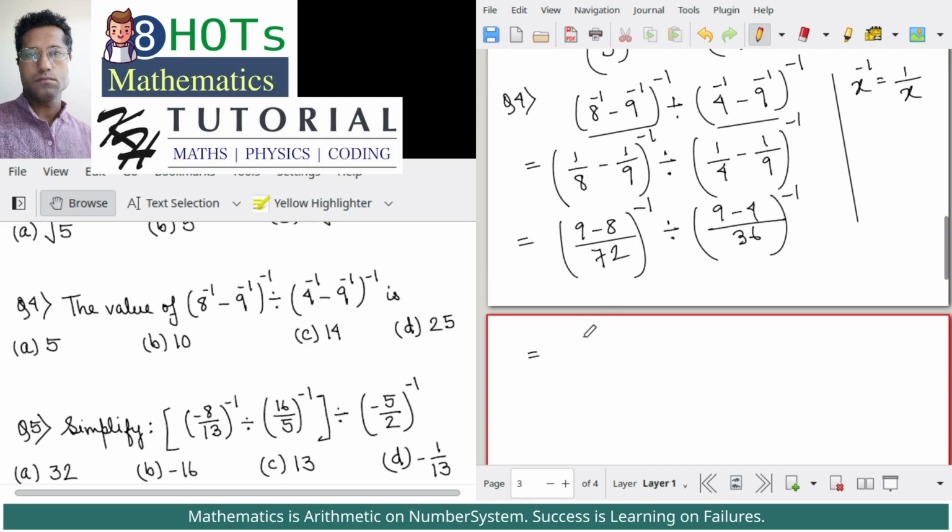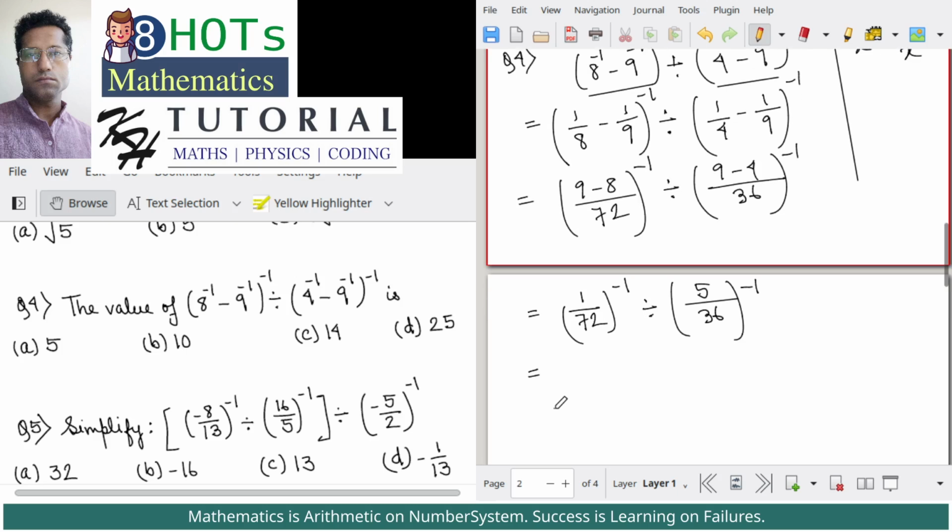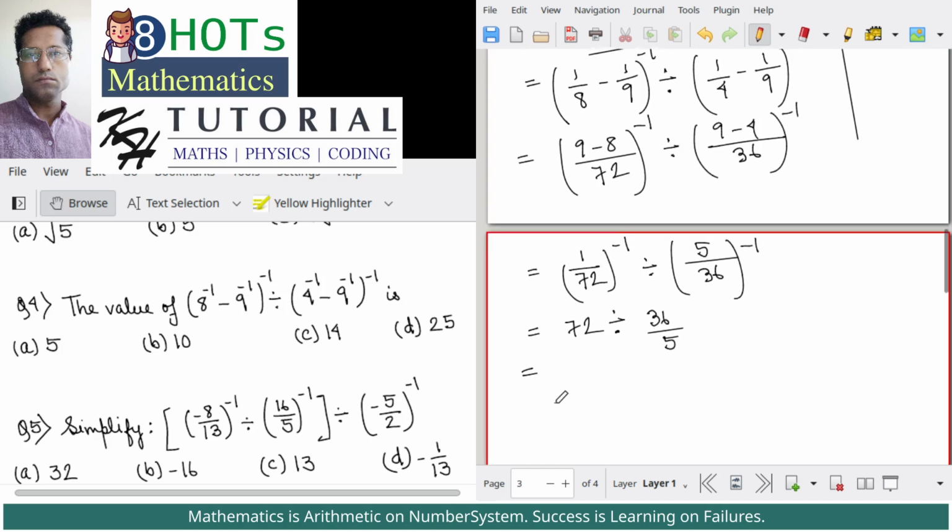Okay, so this becomes now (1 by 72) whole raised to the power minus 1 divided by (5 by 36) whole raised to the power minus 1. Now (1 by 72) whole raised to the power minus 1 will be equal to the reciprocal of 1 by 72, which is 72, divided by (5 by 36) whole raised to the power minus 1, which means the reciprocal of 5 by 36, which is 36 by 5. So now we have to do this simple division operation.